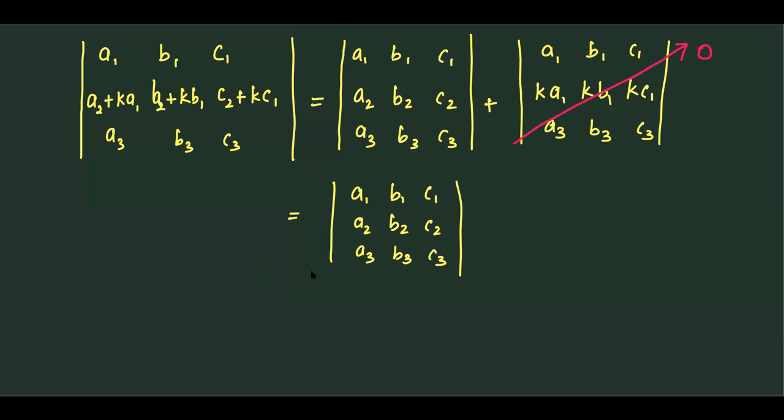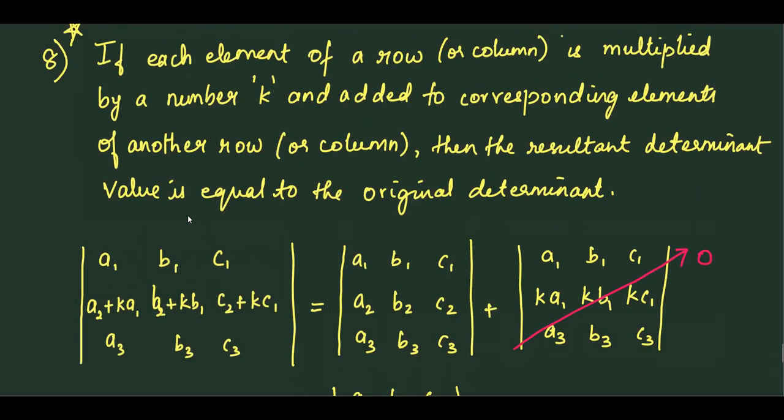So the reverse logic also works. If to a particular row you add another row multiplied with some k times, the determinant value will not change. Determinant value will not change.